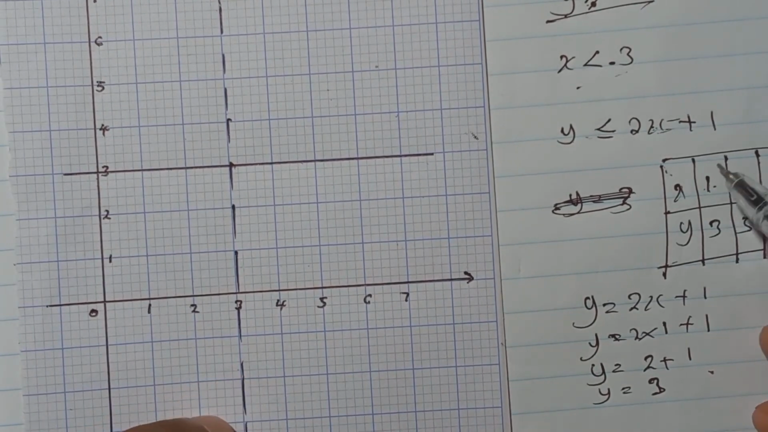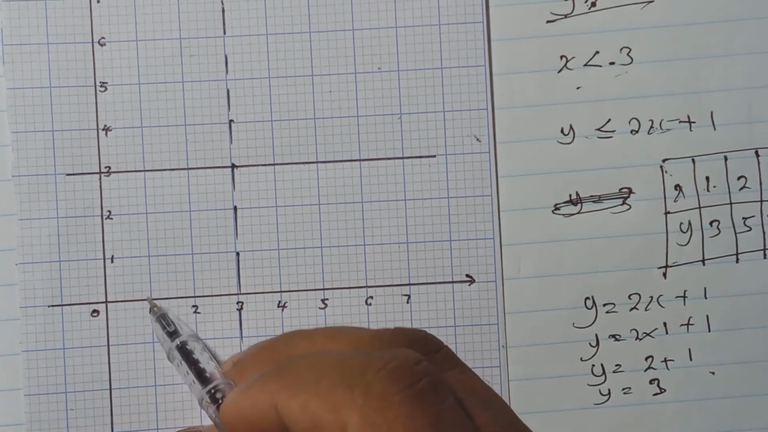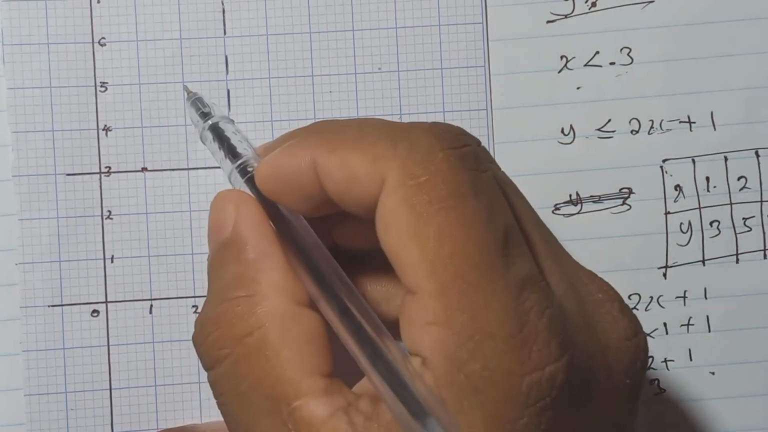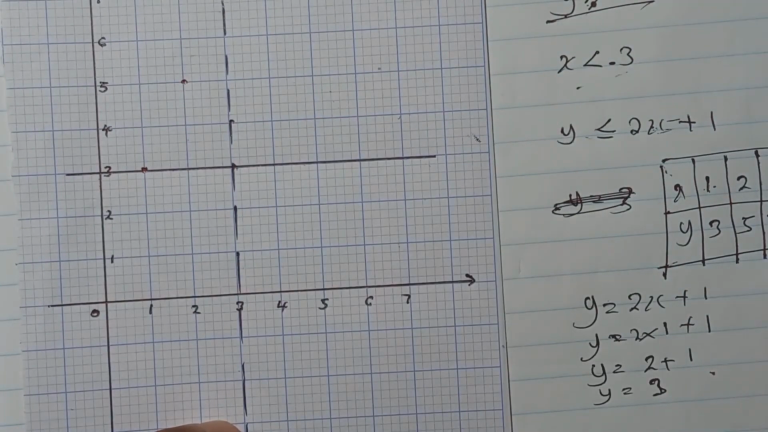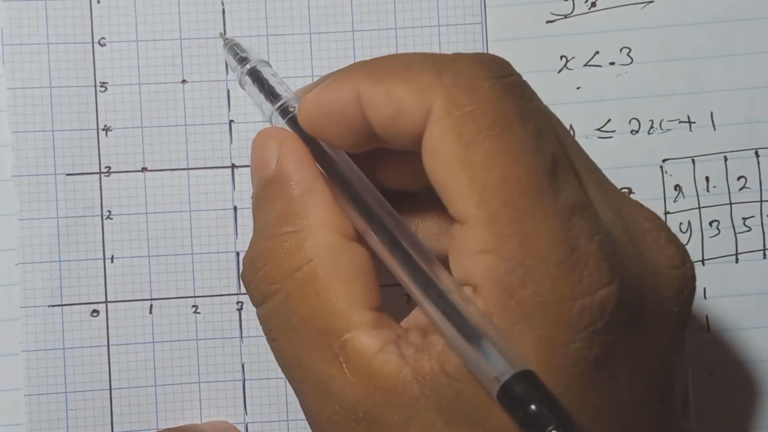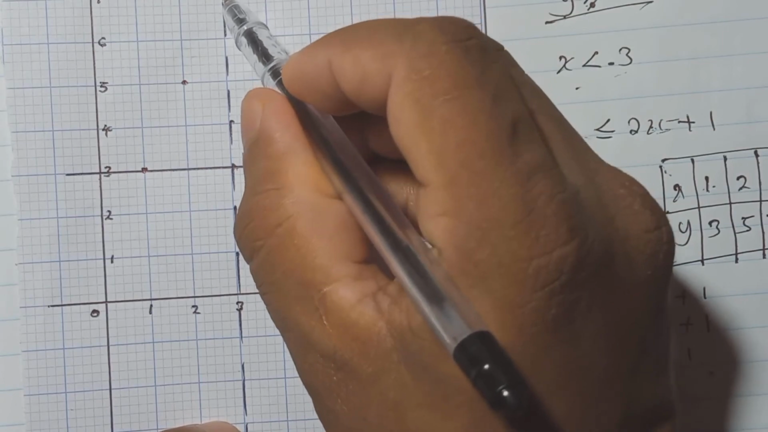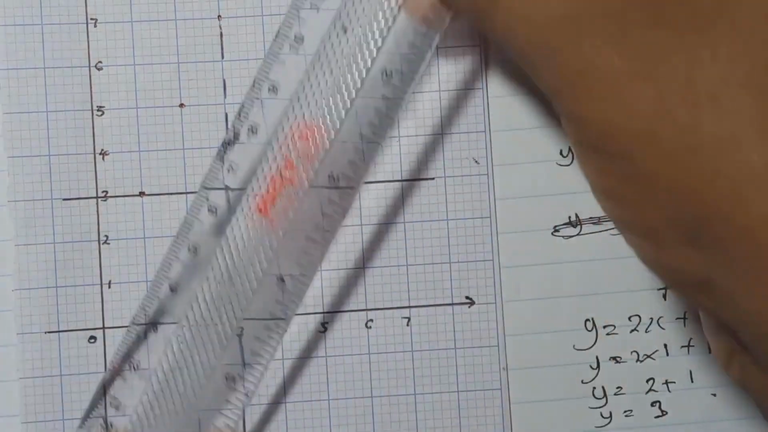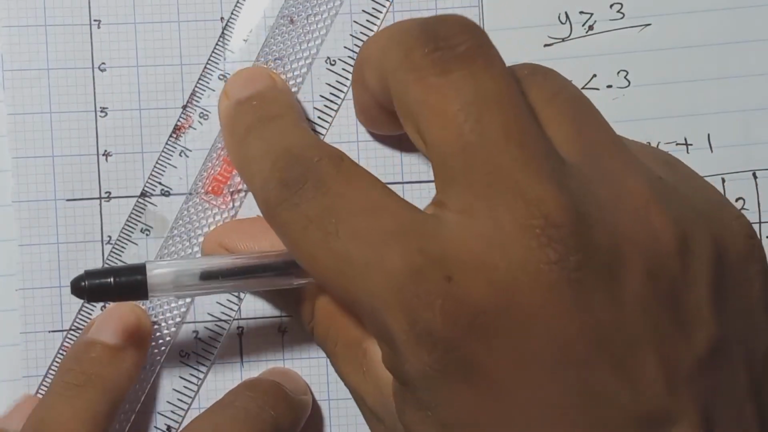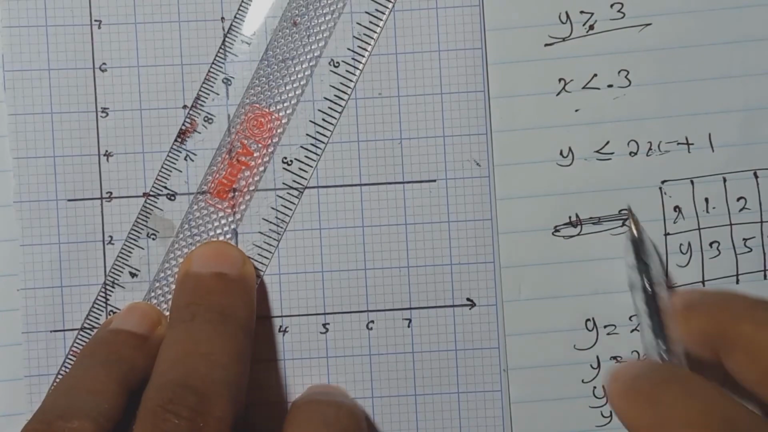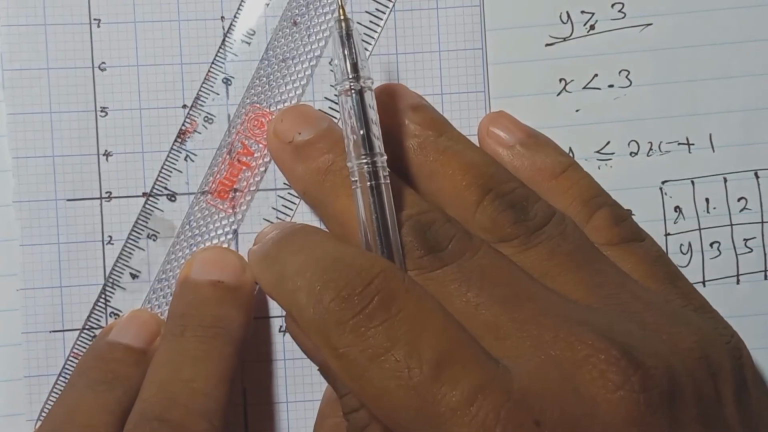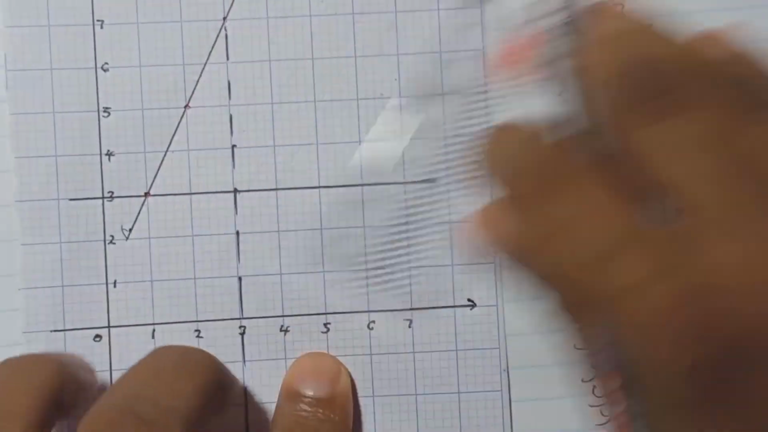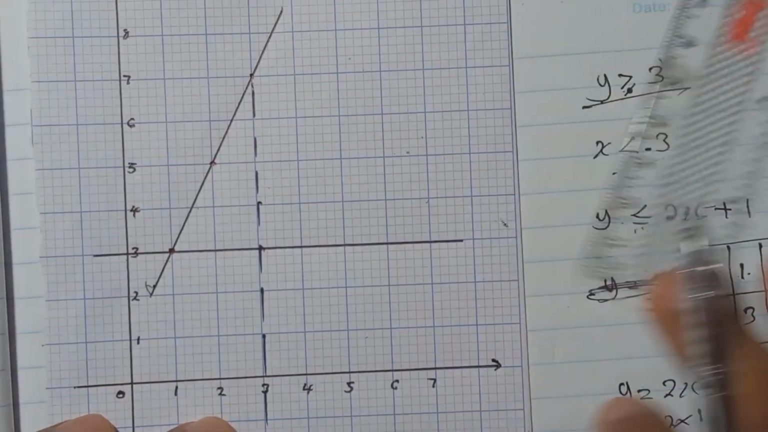Now these coordinates I need to mark: 1 comma 3, that means here. Then the next one, 2 comma 5, here, and 3 comma 7, right? That will be here, like this. Then you need to draw the line for this graph, and since we have a dash, it should be a bold line, like this. Okay, now we draw all 3 lines.